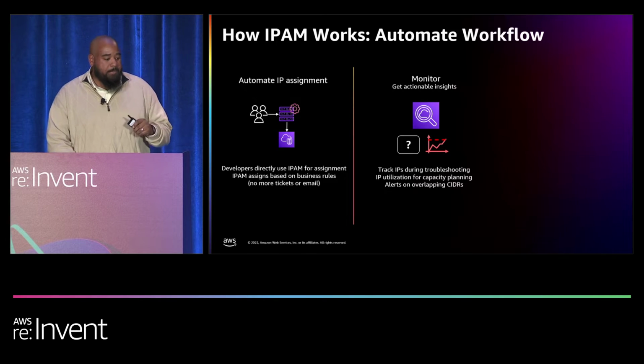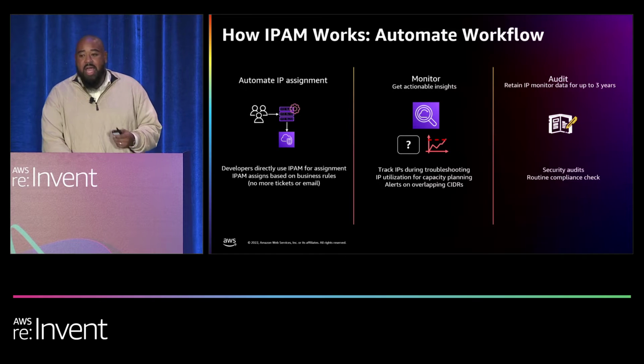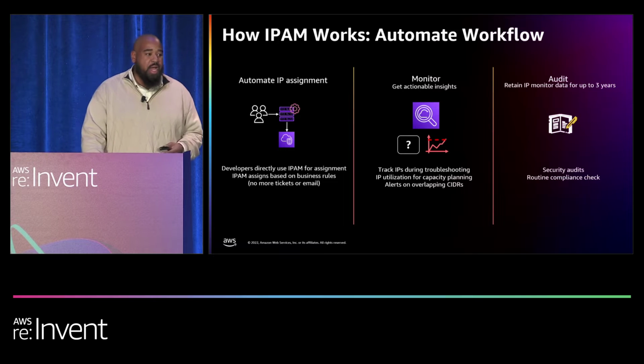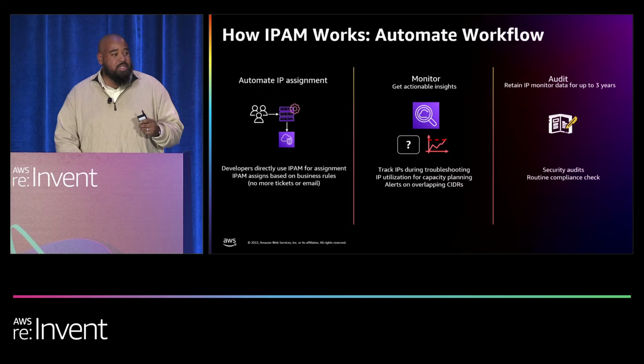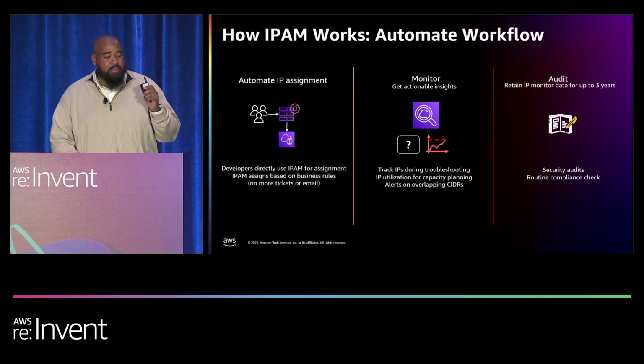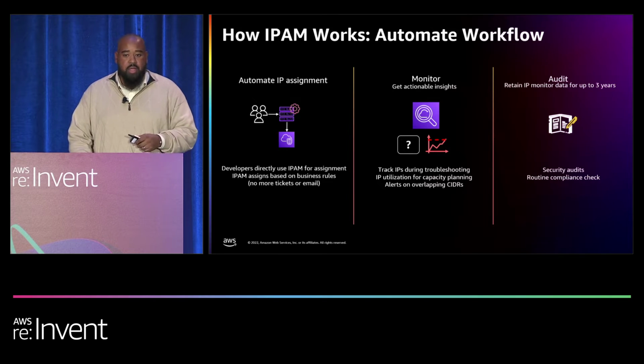So we can do things like set proactive alarms, and I'll talk more about that in a moment. And then with IPAM, we have the ability to audit for up to 3 years. Let's say an IP address gets assigned to an ENI, and we need to verify compliance or do some auditing. We can actually see where that IP address has been assigned, when it was assigned, how long it was assigned, and how many different ENIs it has been assigned to. This is all that we can do in IPAM.